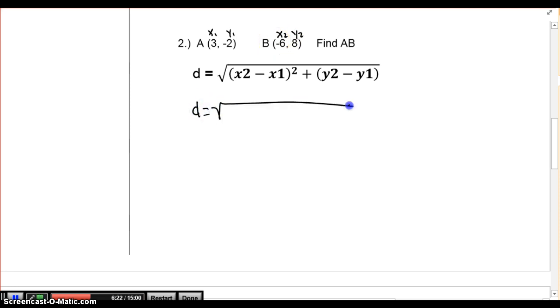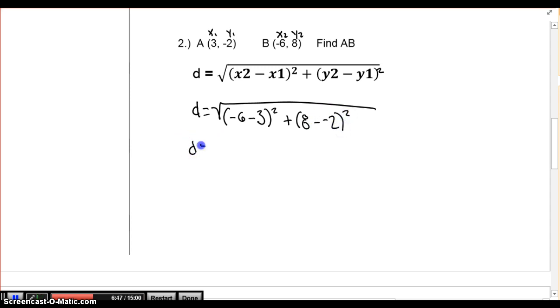So I got d equals the square root of x2, which is -6. Then I got minus x1, which is 3, squared. Again, remember this part is squared. Plus y2, which is 8, minus y1, which is -2, squared.